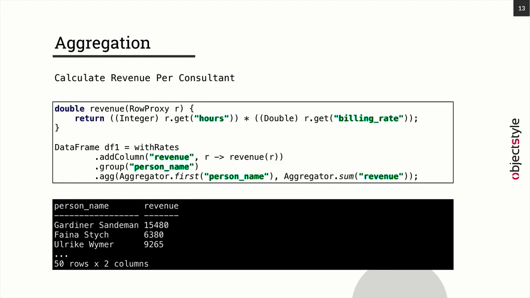Aggregation. So I showed a group by example before. Here's how you do it with DataFrame, and it's a little loaded. Before we do aggregation, we calculate the revenue column. We add another column to the data frame where we multiply the hours by the rate, and we get how much money the client is going to pay for this line item.